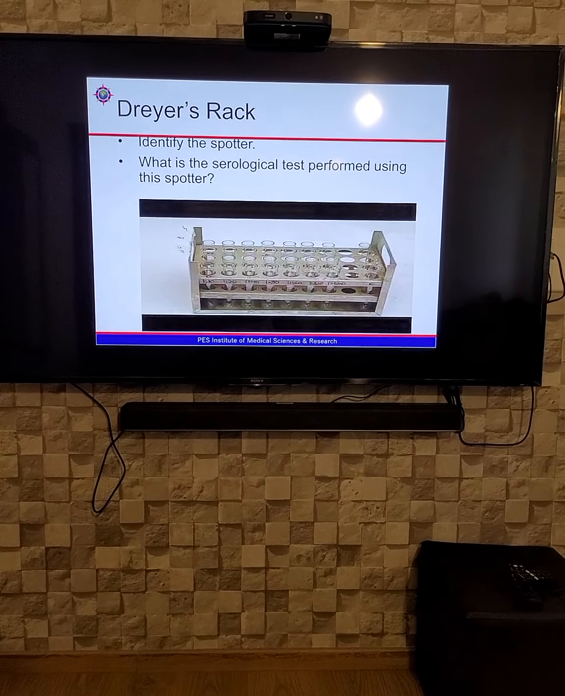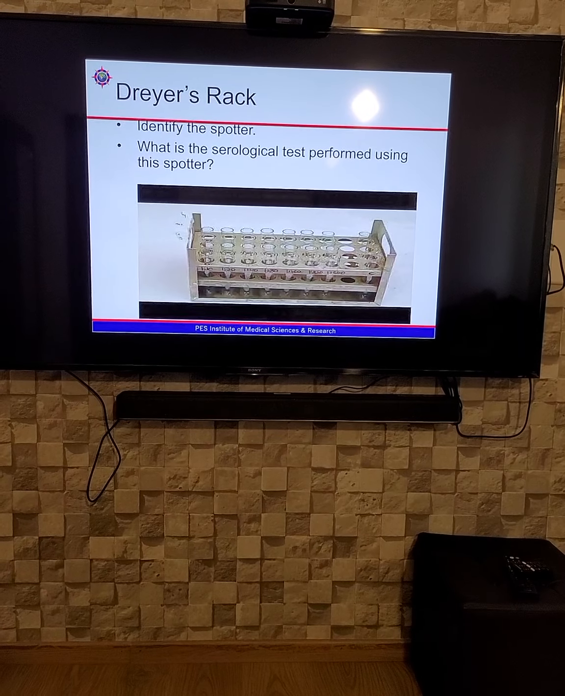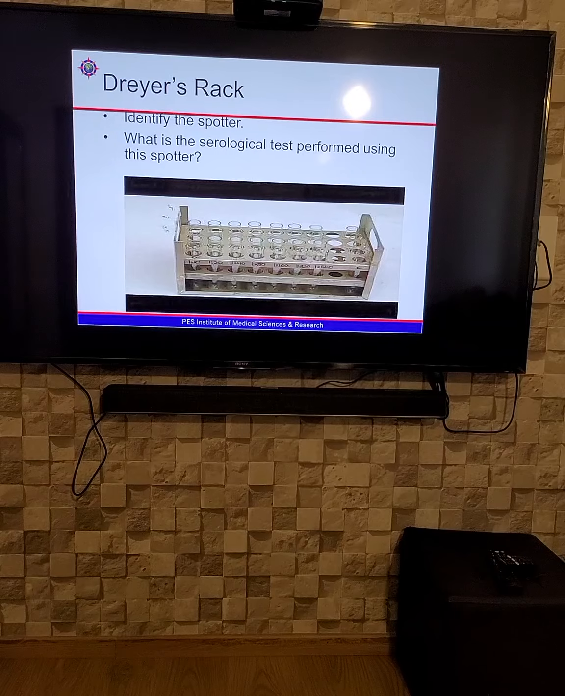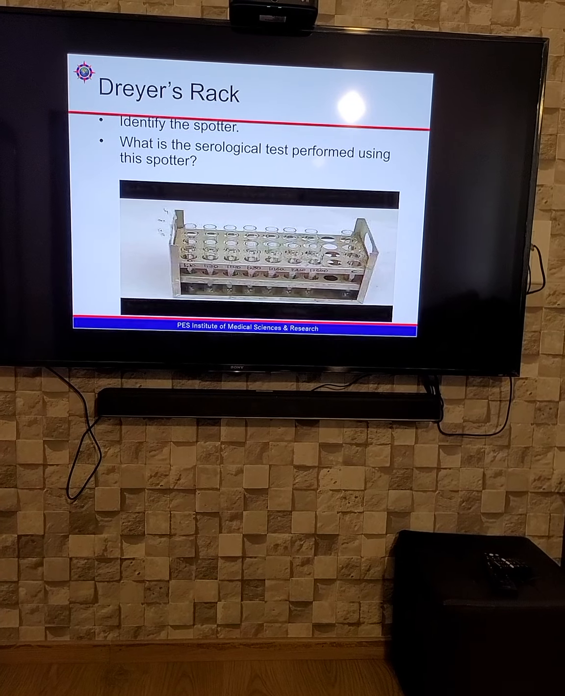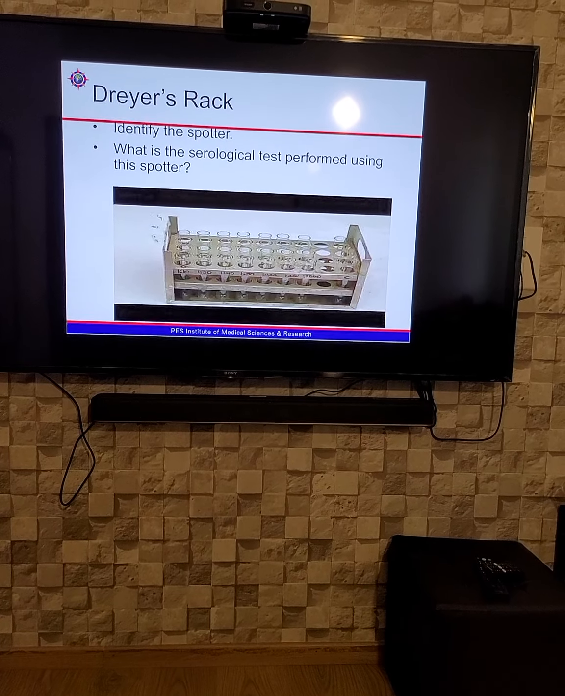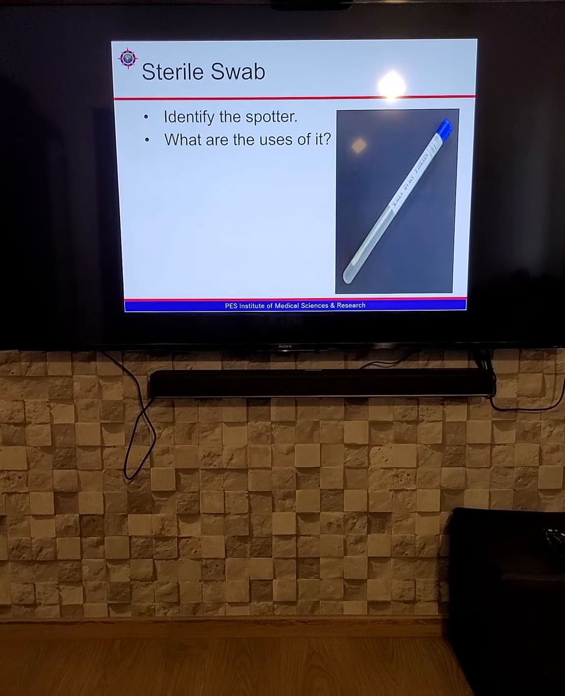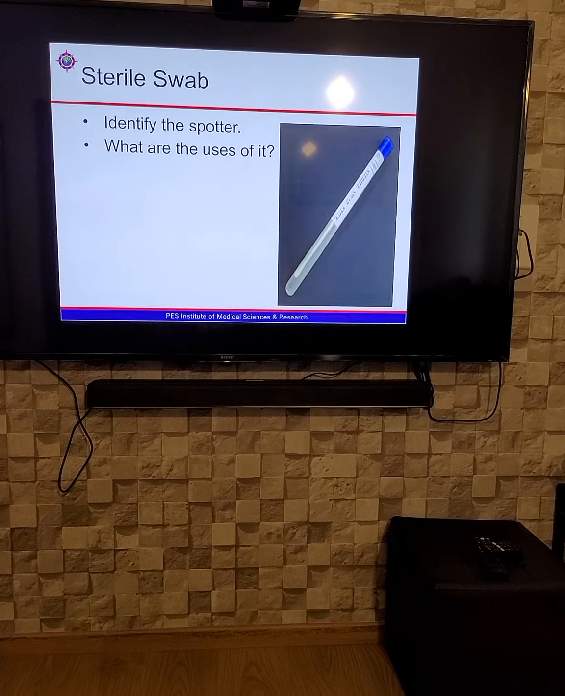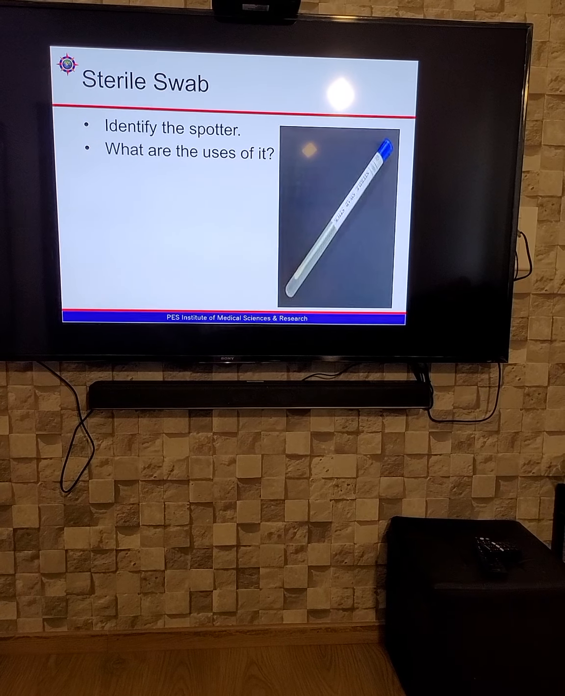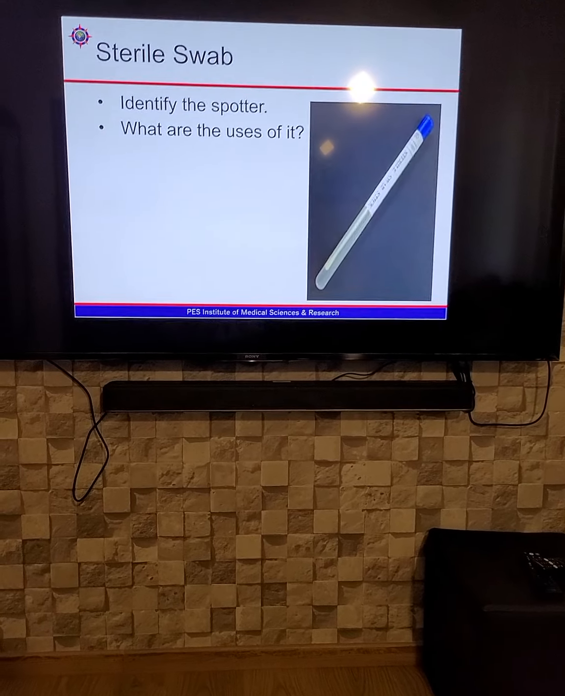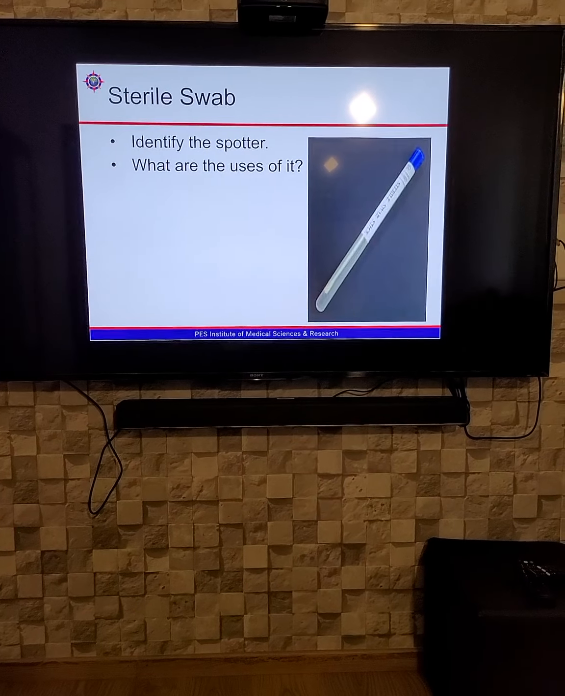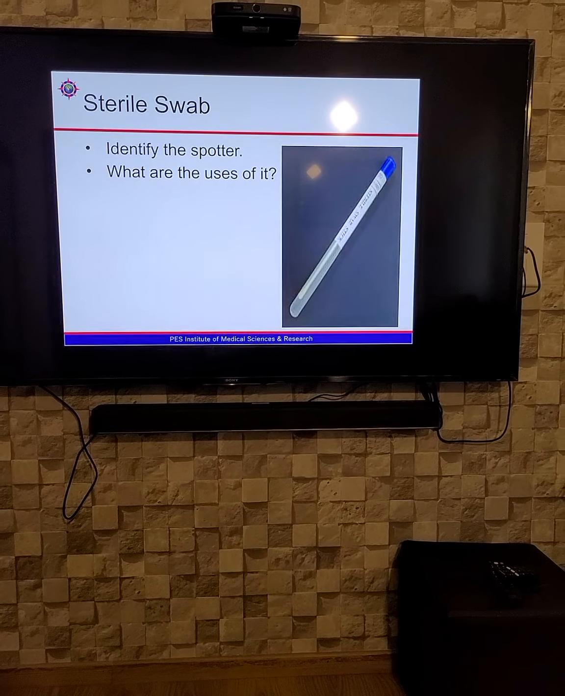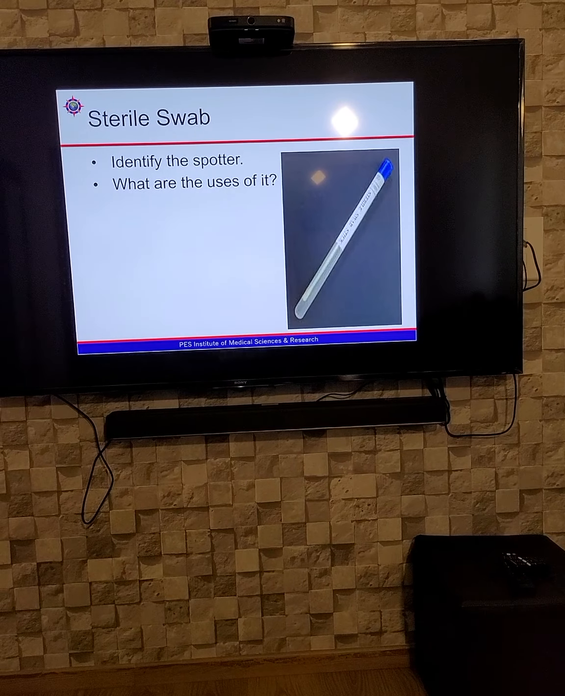The next spotter is Dreyer's tube, and it is used for doing the Widal test. Widal test is a slide agglutination test done for the diagnosis of enteric fever. This is a sterile swab, which is usually sterilized by hot air oven if you prepare it domestically. If you buy it commercially, it is sterilized by gamma radiation.